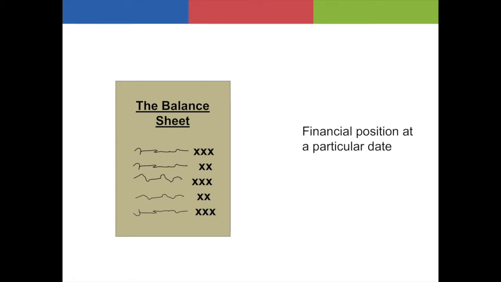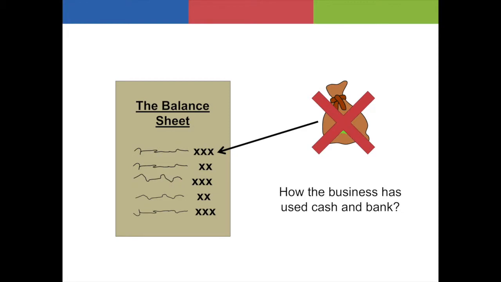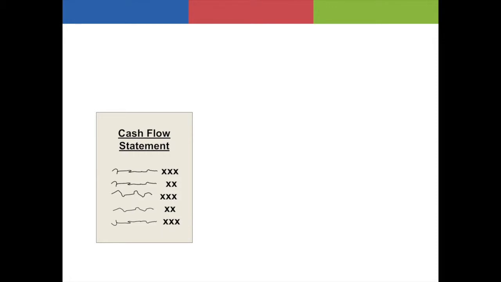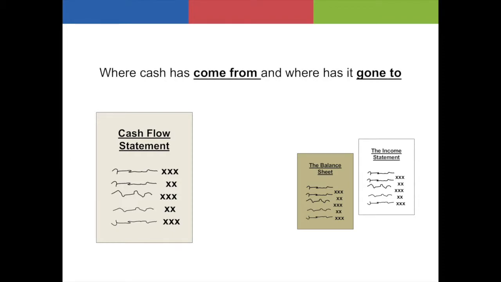As mentioned in the video on the balance sheet, it shows a business's financial position at a particular date and typically is prepared once a year. Although the balance sheet provides a cash value at a certain date, it does not show how the business has used the cash and bank reserves during the period. The cash flow statement uses information from the accounting records such as the income statement and balance sheet and shows the money flowing in and out of a business. In simpler terms, it shows where the cash has come from and where the cash has gone to.